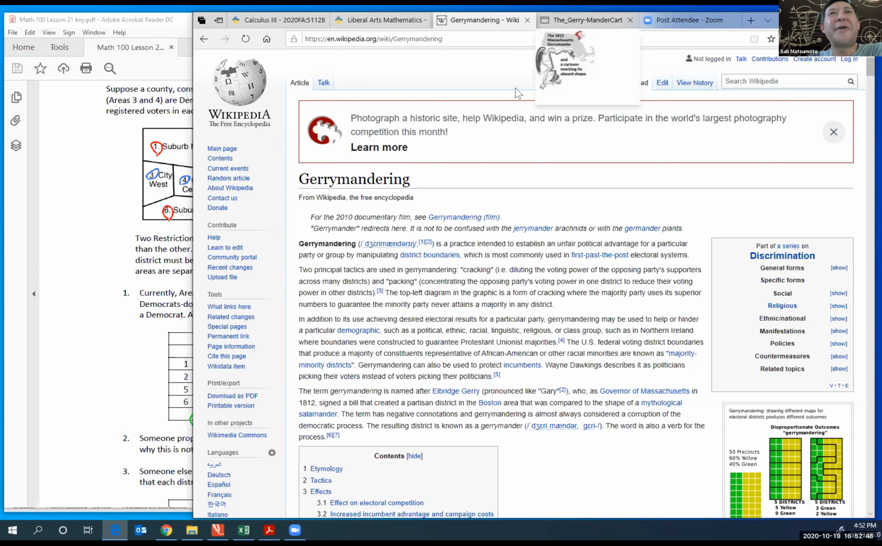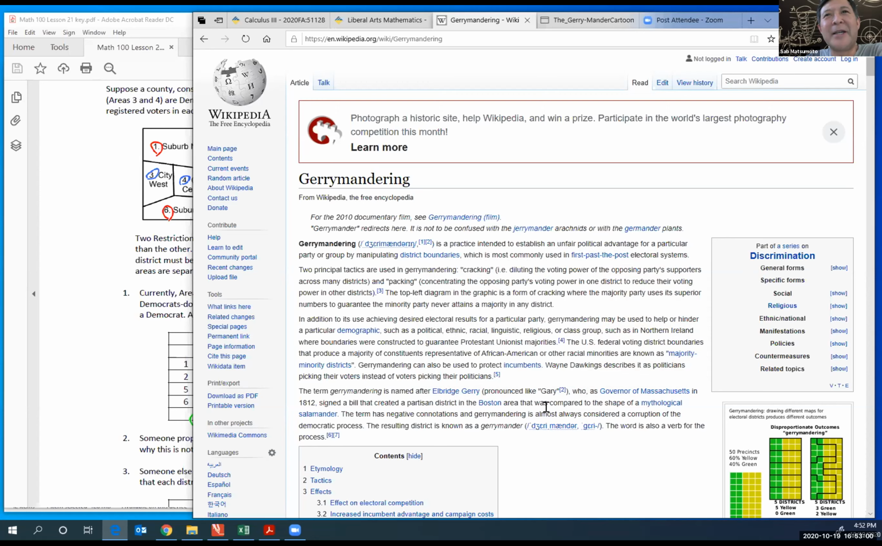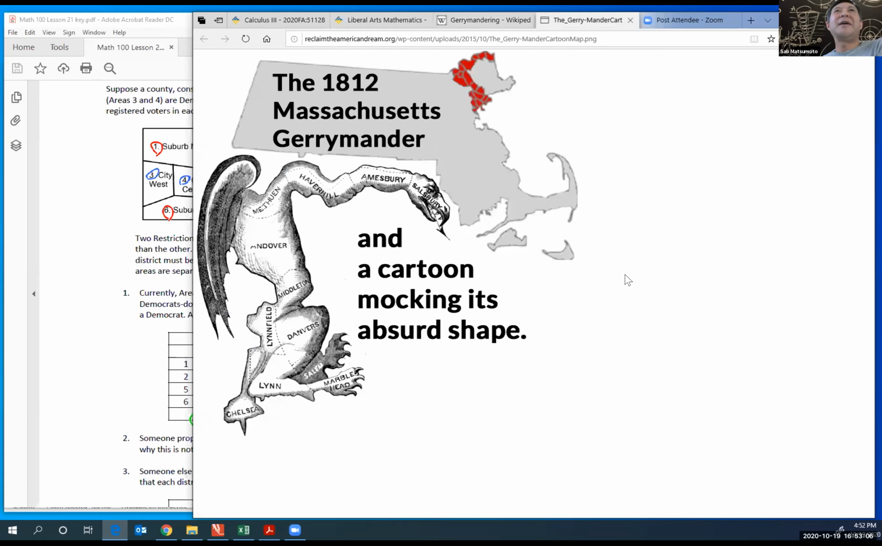But why is it called gerrymandering? There was a politician by the name of Elbridge Gerry, which is actually pronounced Gary, but it's called gerrymandering just because of his spelling. This is what he and people close to him came up with back in 1812. So this is not a recent practice, even though it's hotly debated in recent years.